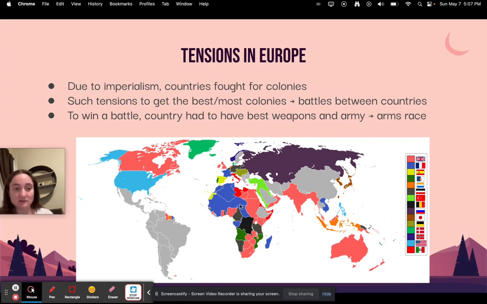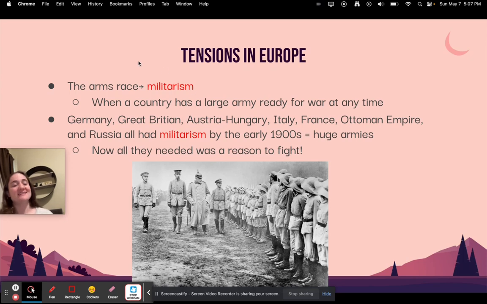And there were also battles between these countries over colonies. And to win these battles, countries had to have the best weapons. They needed the best armies, right, to defeat their rivals. And that led to an arms race. And that arms race led to something called militarism. Militarism is when a country has a large army ready for war at any time. Okay, so they have the weapons, they have the soldiers, they can go to war in a snap.